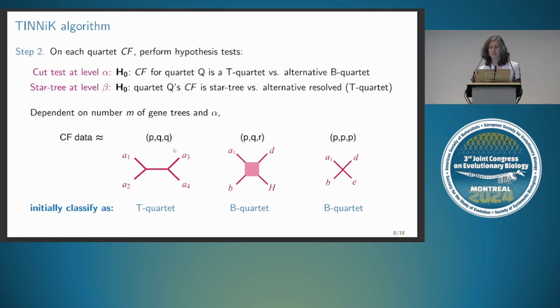These hypothesis tests are sample size dependent, so how many gene trees you have affects whether you accept or reject the null hypothesis. So that's the test for whether or not you have a T quartet or a B quartet. And then we have a second test, which I spoke about way too rapidly, where the null is that the quartet CF is of the form PPP. In other words, you don't have enough information in your sample, in your data, to tell whether you should resolve the star tree over here into a T quartet or something which might be reticulate-like.